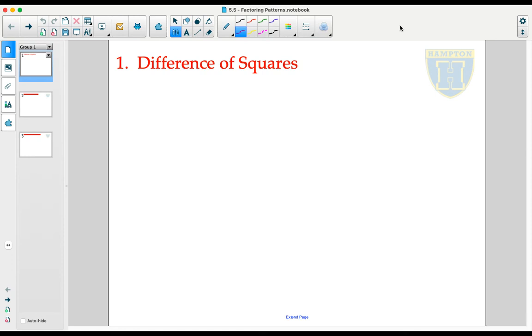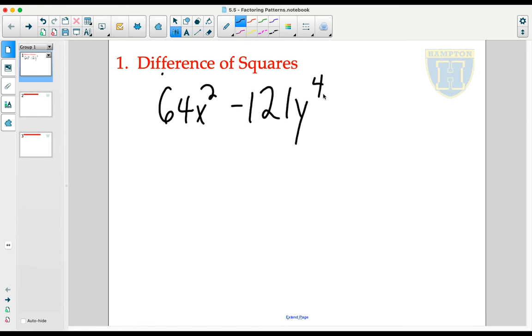The difference of squares is one of the easiest factoring patterns to recognize because it only consists of usually two terms with a minus sign between them. An example of an expression that can be simplified using the difference of squares is something like 64x squared minus 121y to the fourth. In a difference of squares situation, we are looking for a square minus another square, and that's exactly what we have here.